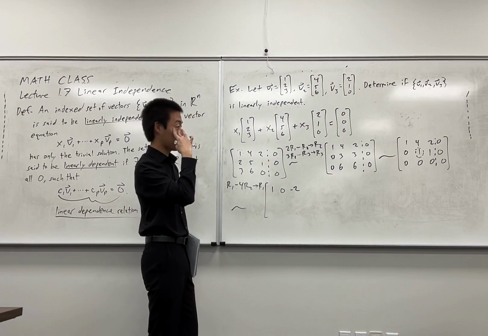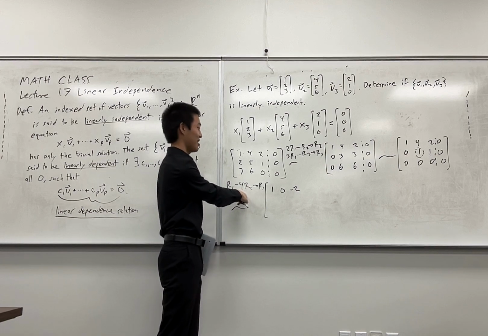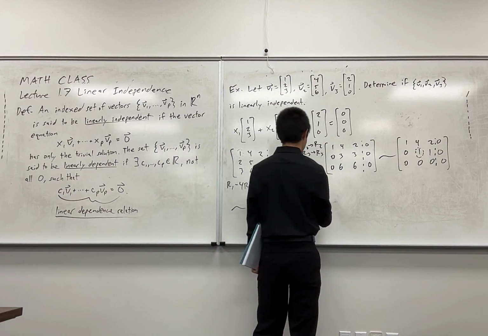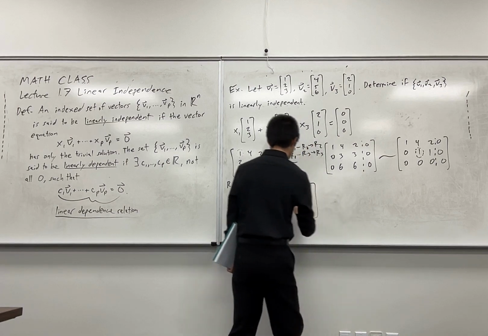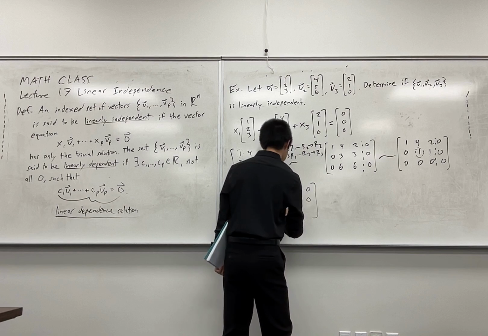I'm bad at arithmetic, so let me think for a second. Wait, 2 minus 4, oh, because it's minus 2. Okay, yes, and then 0. Minus 10. Is 0, 1, 1, 0, 0, 0, 0, 0.